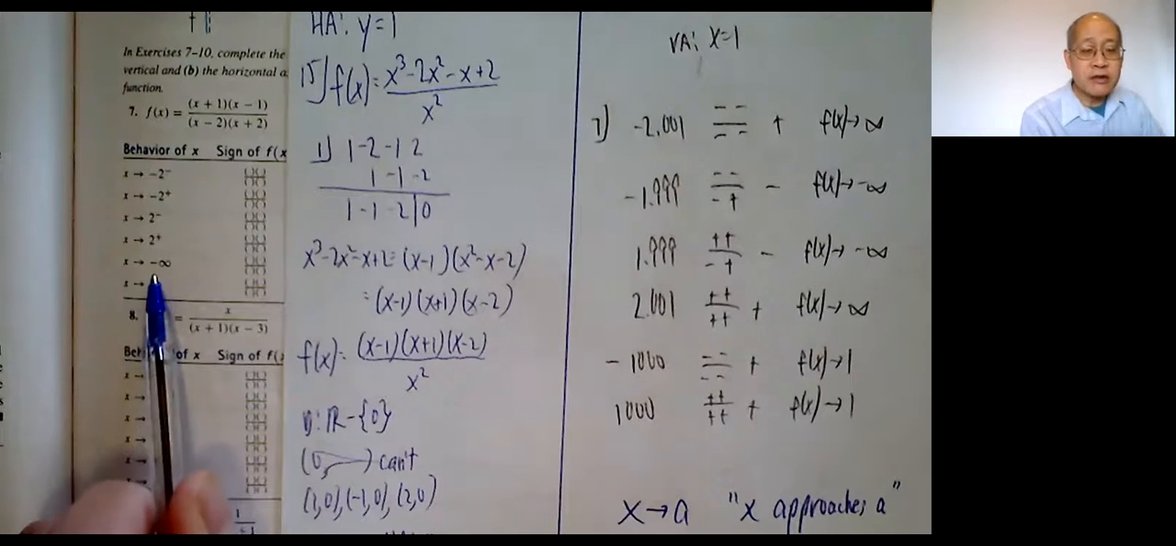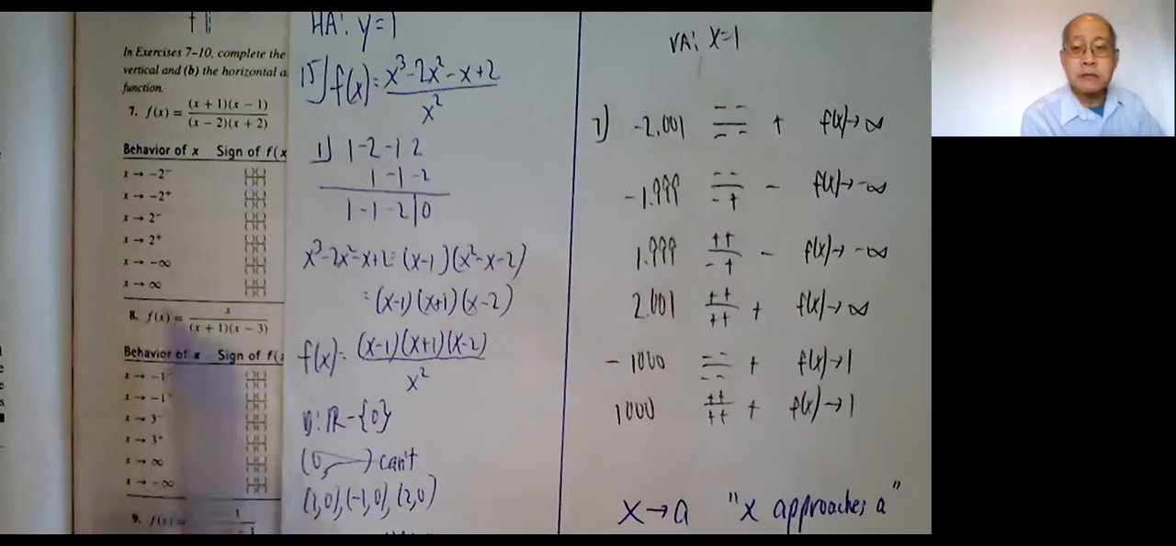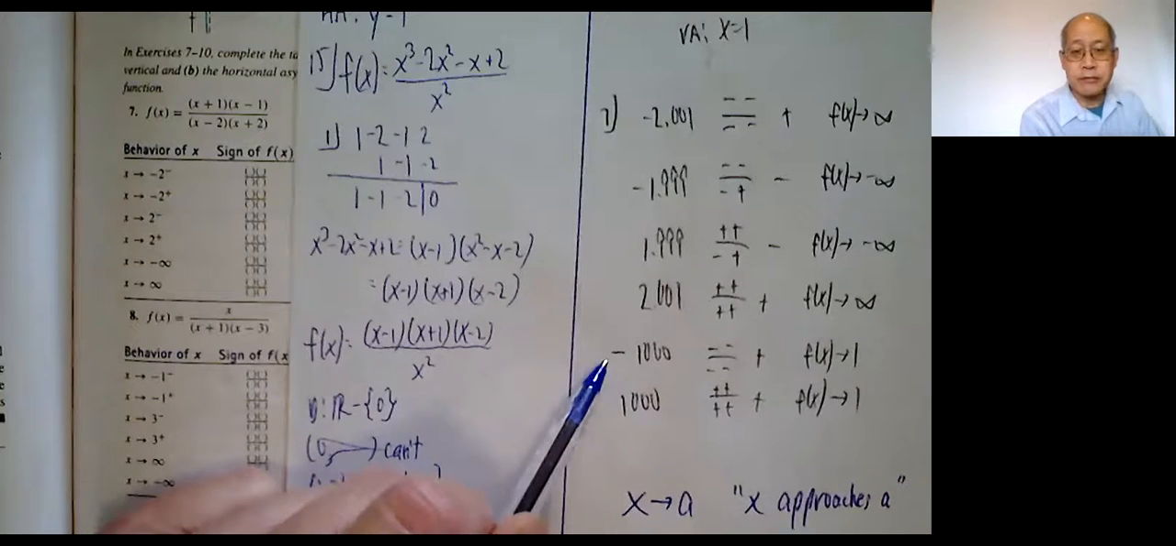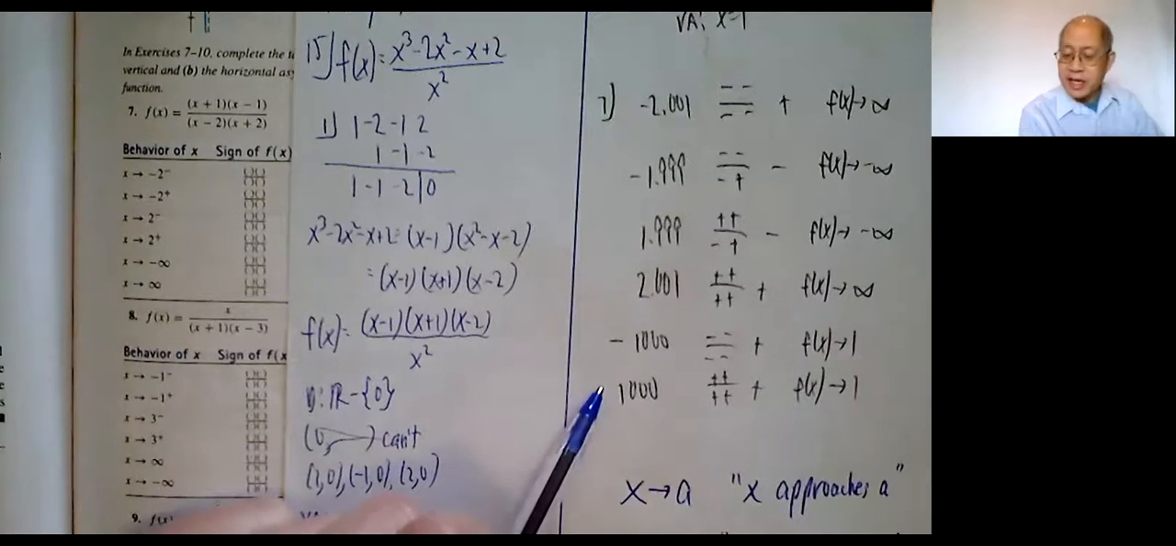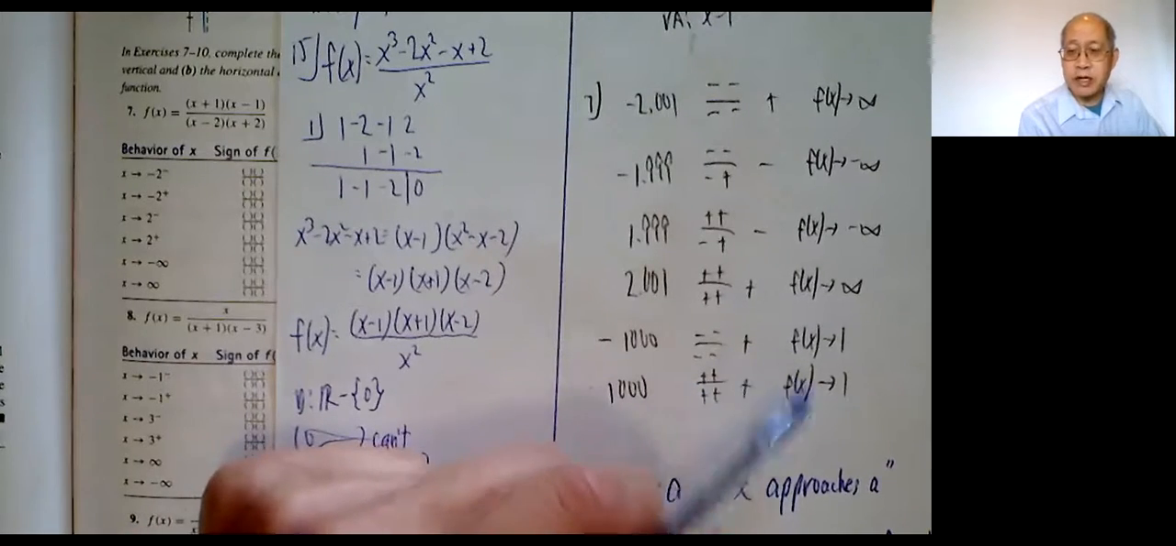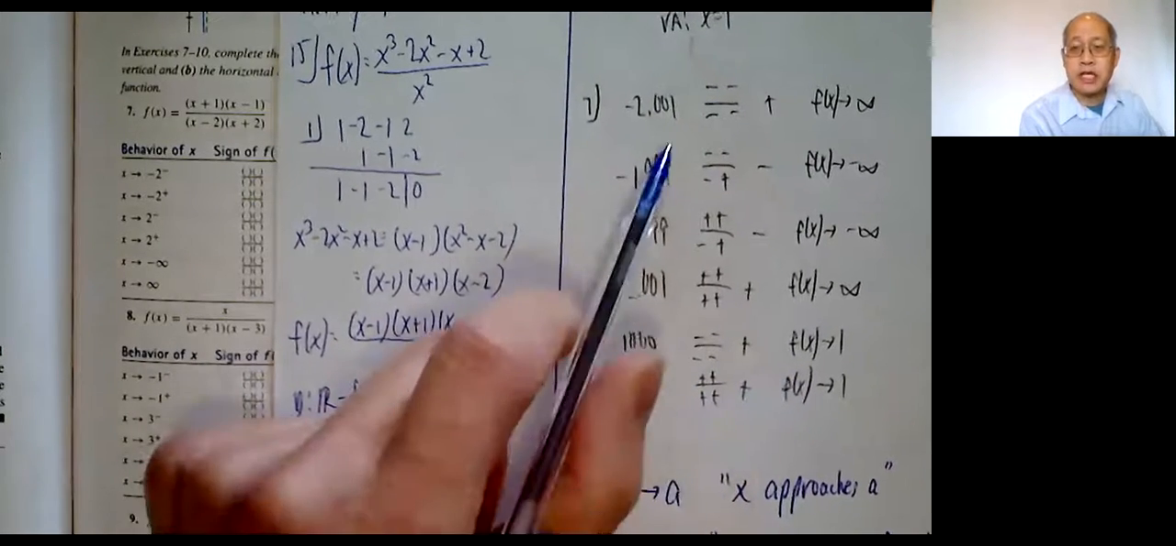X approaches negative infinity. You're plugging in a big number. So that's negative 1,000. And X approaches positive infinity, 1,000. Yes, there's numbers that are bigger than 1,000, a million, a billion, or whatever. Okay. So I'll talk about these later. Both of these are 1 in case you want to know. Okay, for these, we just have the sign.